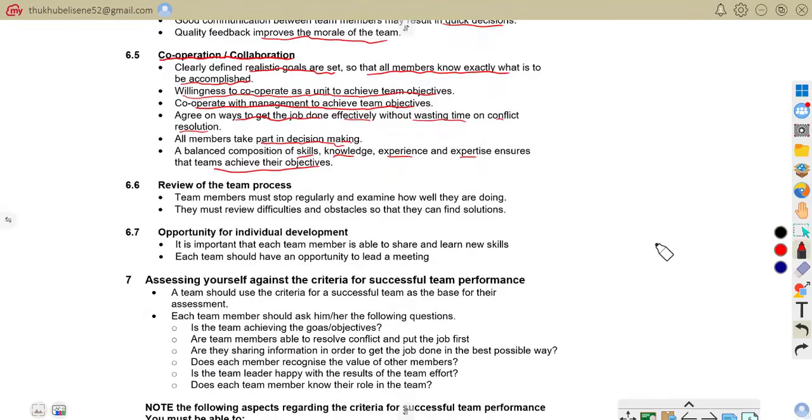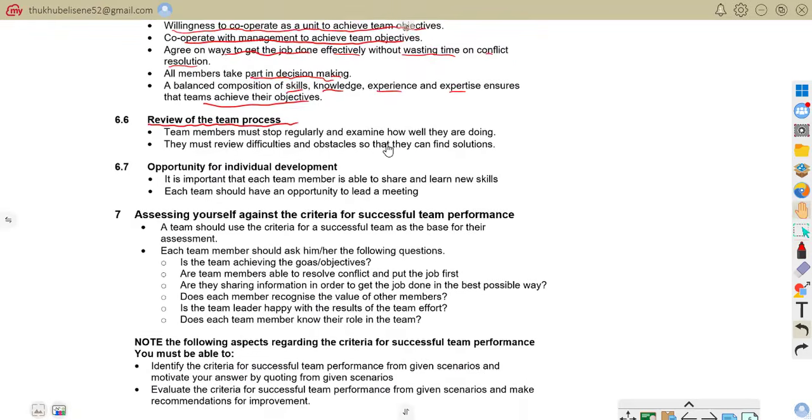So now, review of team process. Team members must stop regularly and examine how well they are doing. Are they still in line with their objectives? Are they still on the right track? They must review difficulties and obstacles so that they can find solutions. That is the review of the team process.